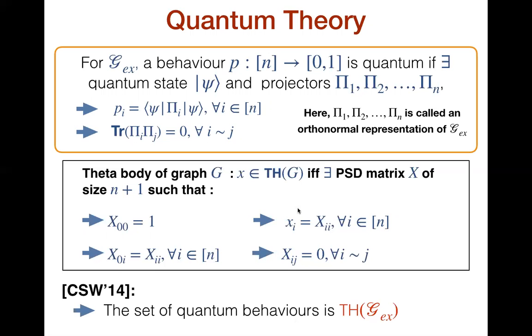And this theta body is a combinatorial object. It is defined in the following way. A vector belongs to the theta body if there exists a positive semi-definite matrix X of size n+1, such that you have the vector on the diagonal of this capital X matrix, and the top left entry is 1, and then the top row of the X matrix is equal to the diagonal of X, and whenever there's an edge between i and j of the graph, you have to put the corresponding X_ij entry to be 0. So the bottom line is that to test whether a vector is in the theta body or not, you can just solve an SDP for it.